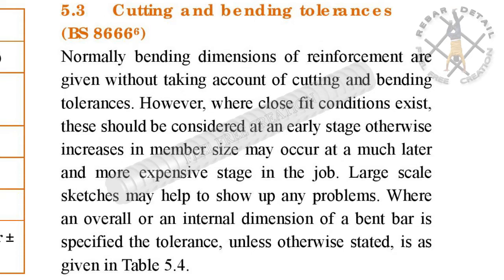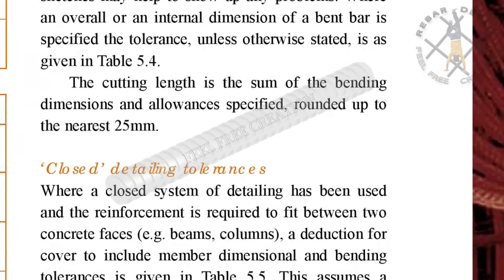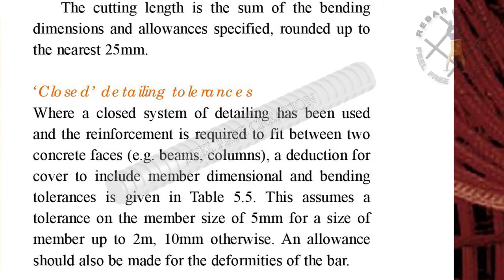Where an overall or an internal dimension of a bent bar is specified, the tolerance, unless otherwise stated, is as given in Table 5.4 on page 38. The cutting length is the sum of the bending dimensions and allowances specified, rounded up to the nearest 25 mm.